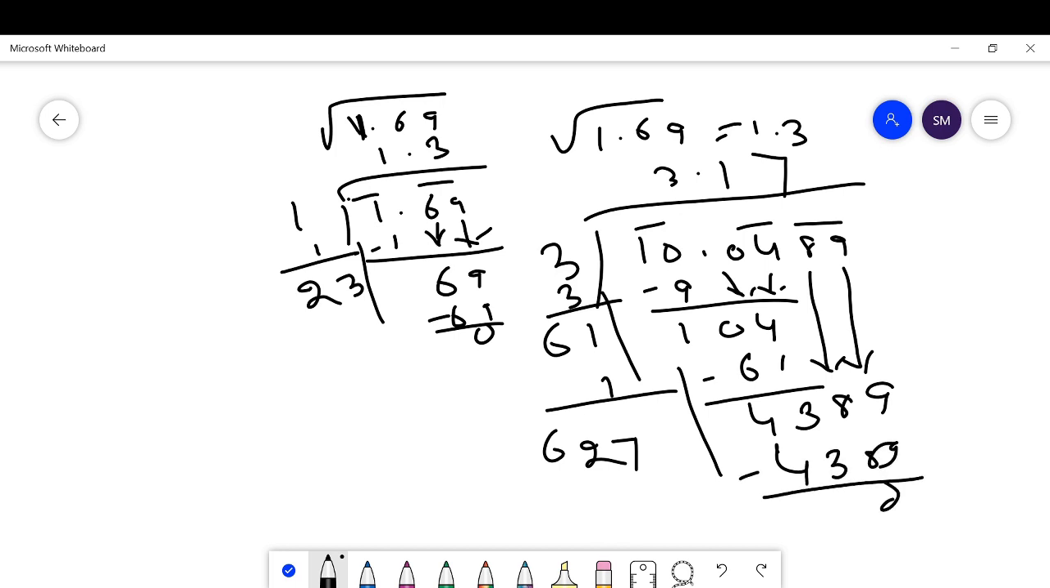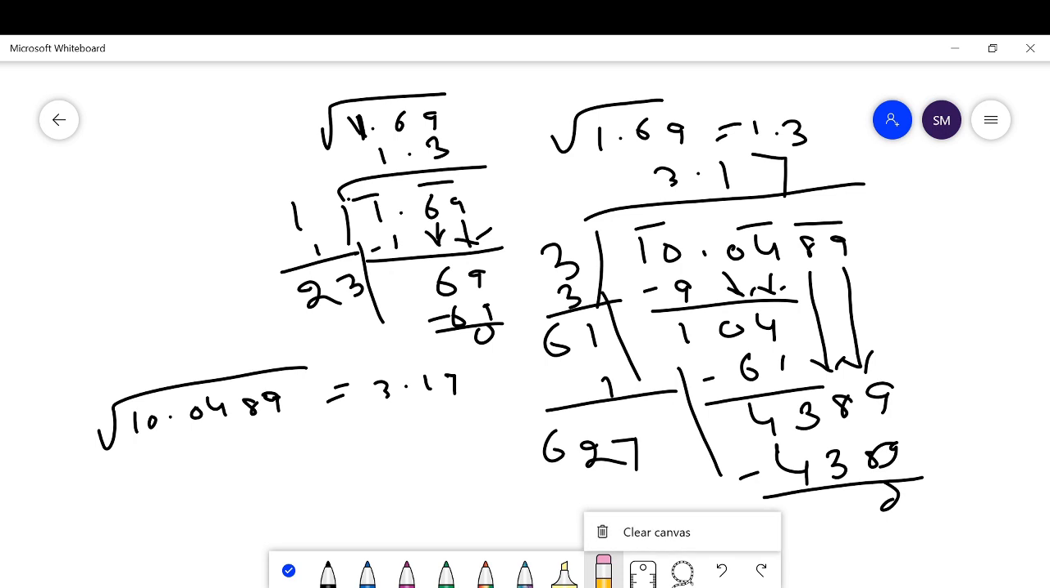Then what is this result? This is 10.0489 square root. The square root is equal to 3.17. In this way we can find out the square root in decimal form.